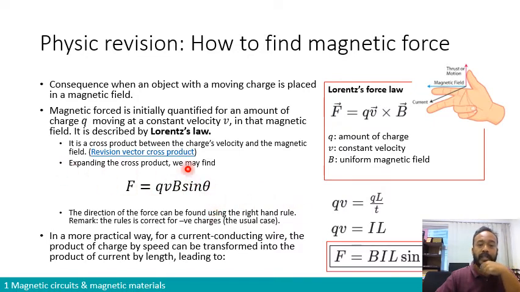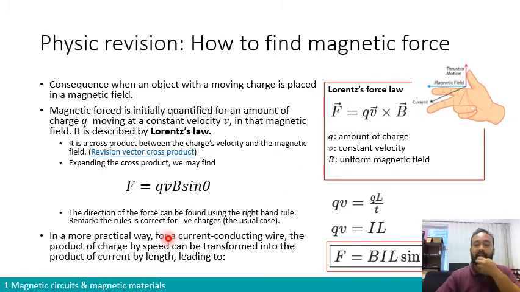So if we expand the cross product, without the vector, the cross product is a sine theta between the speed vector and the magnetic field vector. The amplitude, or strength, of the force equals the charge multiplied by its speed, multiplied by the magnetic field, multiplied by sine theta. Sine theta is the angle between the velocity vector of the current and the vector of the magnetic field.